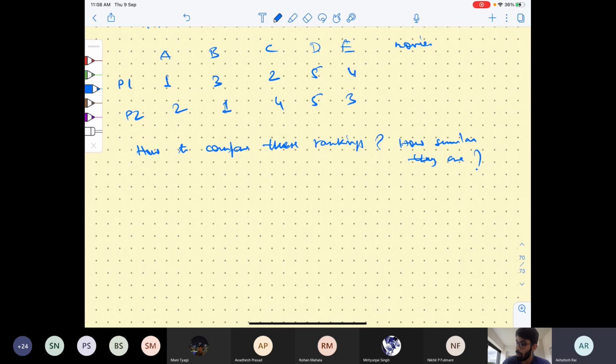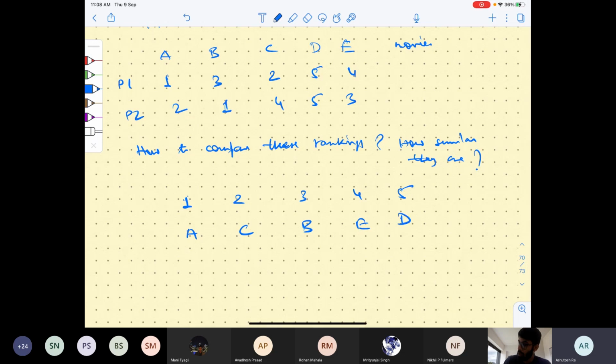in the first person's priority order. So let's call the positions 1, 2, 3, 4, 5 because we are going to put the movies in that order. What is the first movie for the first person? It's A. Second movie is C. Third movie is B. Fourth movie is E, and fifth movie is D, right?